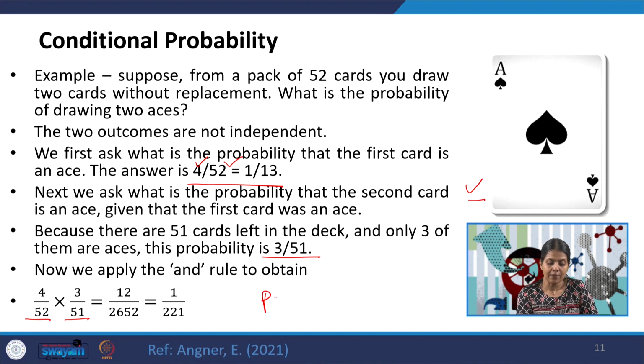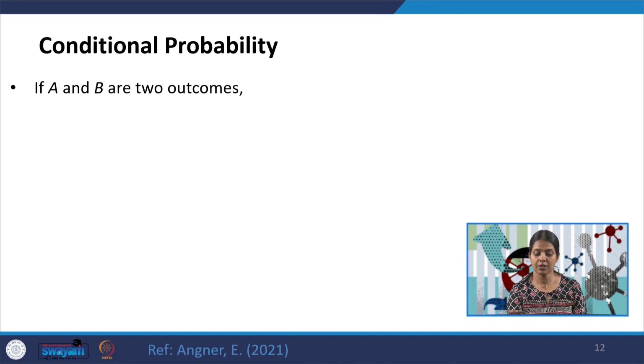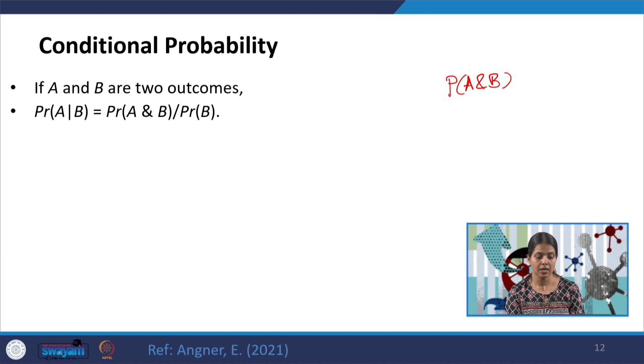This is happening: the first card is an ace and then the second card is also an ace, given that the first one was an ace, right. So, this AND rule is applied here to arrive at a number like 1 upon 221. In the previous slide we calculated P(A and B). Now, if A and B are 2 outcomes, then formally the conditional probability formula for probability of A given B is written as probability A and B divided by probability B.